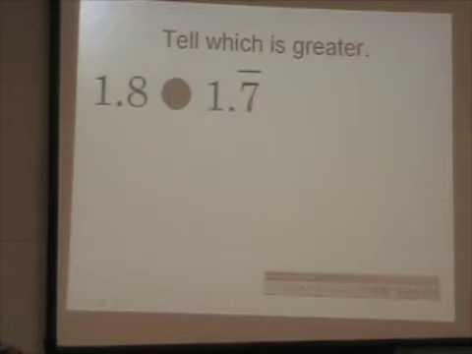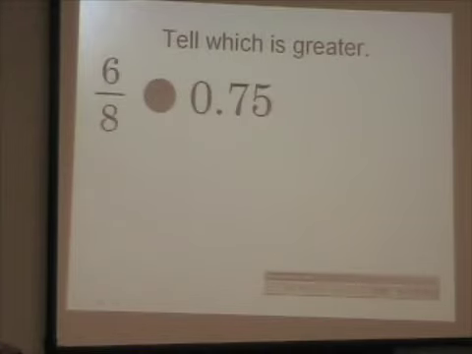Here I have 1.8 and 1.7 repeating. Well, this is like $1.80 or $1.77. Which would you rather have? $1.80. So the 1.8 is bigger. Okay. Right here I've got 6 divided by 8 and 0.75. Now some of you are saying, well, 0.75 is bigger. Others of you are saying 6 over 8 is bigger. They're equal. That's right. 6 divided by 8 is 0.75. Therefore, they are equal. Okay, so when you get a fraction, type it in your calculator, and it'll tell you what it is as a decimal.